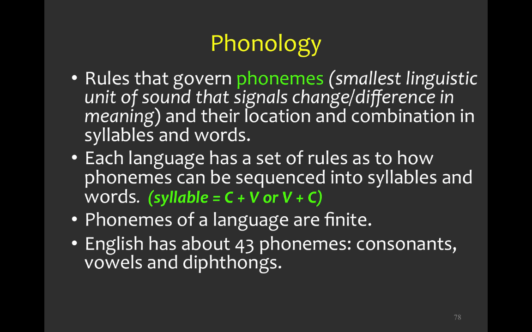That is, each language has a set of rules as to how phonemes, or speech sounds, can be sequenced into syllables and into words. A quick reminder of the definition of syllable: it is a consonant plus vowel or vowel plus consonant combination. Phonemes of a language are finite. There's only so many, and English has about 43 phonemes that are categorized as either consonant, vowel, or diphthong, and I will give you the definition of diphthong in a moment.